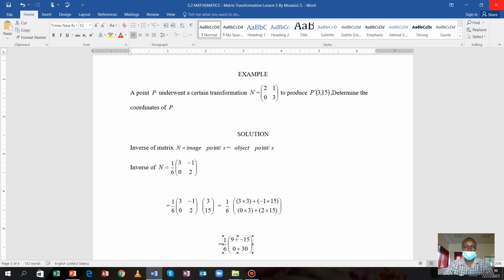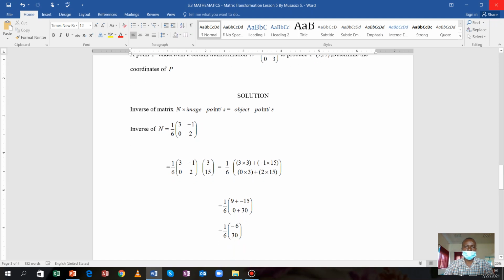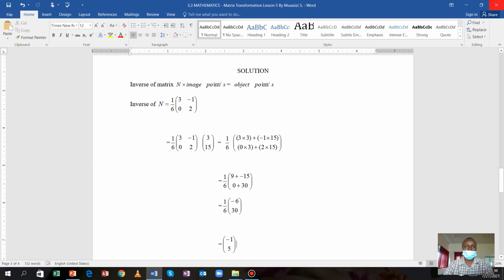So 3 times 3 plus negative 1 times 15, remember it's row by column. Then down I have 0 times 3 plus 2 times 15. So what do you get? 3 times 3 is 9. Negative 1 times 15 is negative 15. Down you have 0 times 3, which is 0, plus 2 times 15 is 30. Now can we add 9 plus negative 15? It is negative 6. Then 0 plus 30, you get 30.